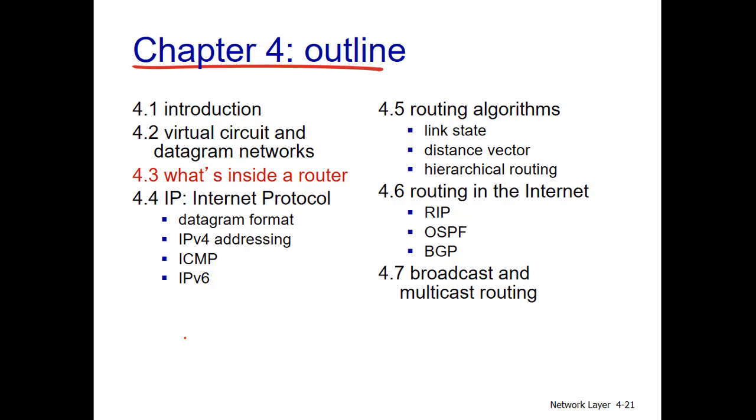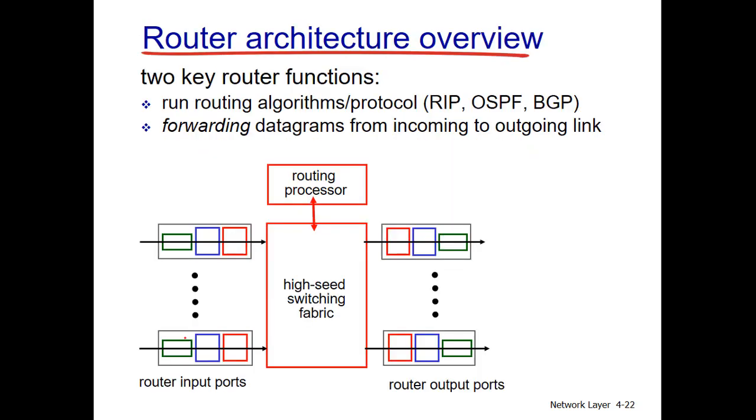Now let's move on and talk about what is inside a router in more detail. In the router architecture, there are two key router functions. The router runs routing algorithms, and there's another thing, which is forwarding. If we look into the router, these are the inputs of the router, and these are the outputs of the router.